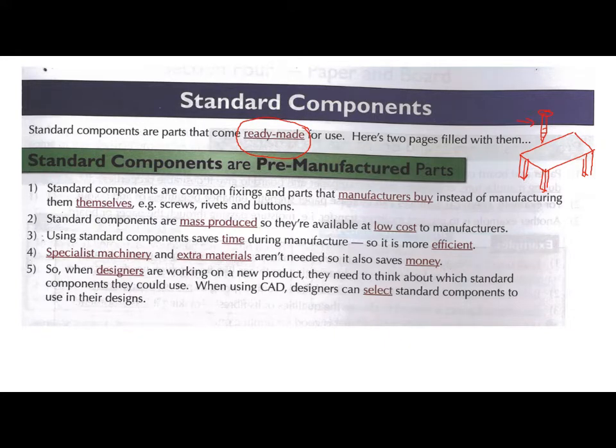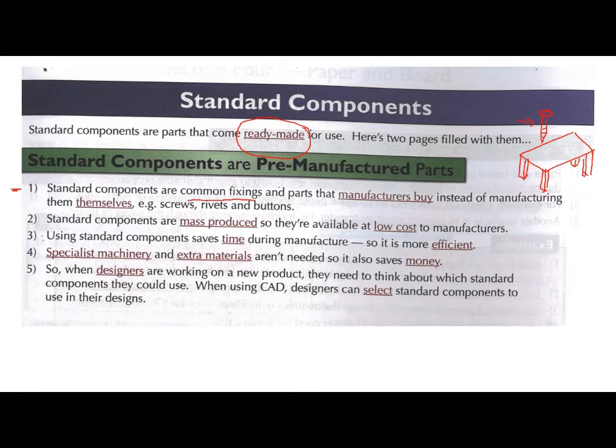Okay, so to go down to these next points from the revision guide, they are common fixings and parts that people that make products buy. So it would be really weird if you were a manufacturer of tables and furniture but you also made your own screws and your own nails and your own hinges. That would be a really ridiculously expensive way of doing things. If you think about it, you would need lots of different types of machinery, a lot more manufacturing space, more workers, more investment. So what they do is they leave that bit to the specialists, people that make just screws, just rivets, just buttons, just hinges, and they buy those in.